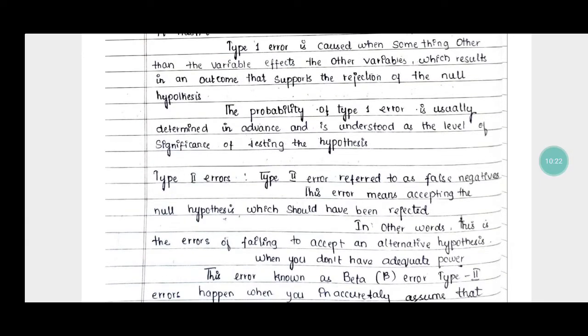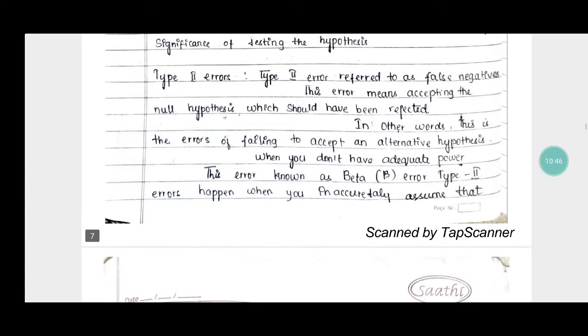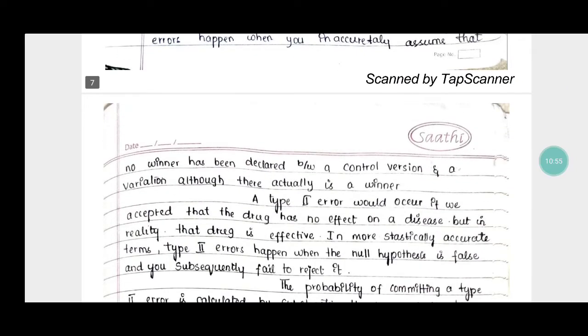So the type 2 error is referred to as a false negative. This means accepting the null hypothesis which should have been rejected. In other words, this is the error of failing to accept an alternative hypothesis when you don't have enough power. This error is known as beta error, and the type 2 error happens when you have inaccurately assumed that no winner has been declared between a control version and a variation, although there is actually a winner.